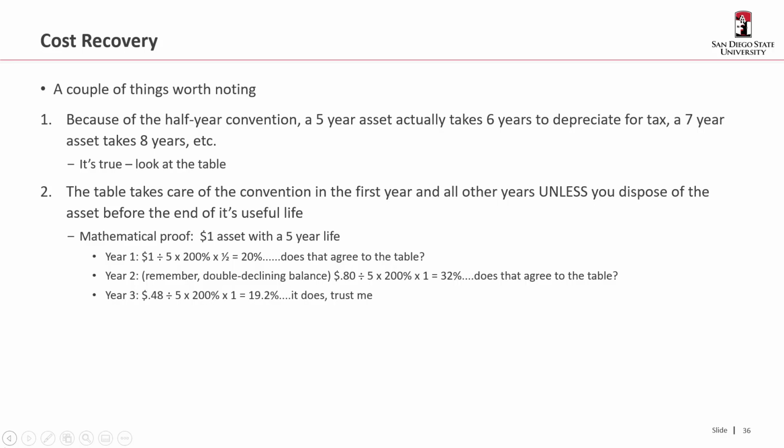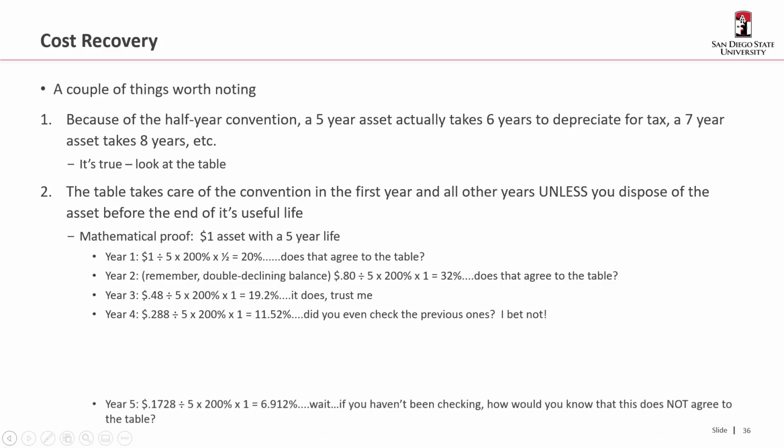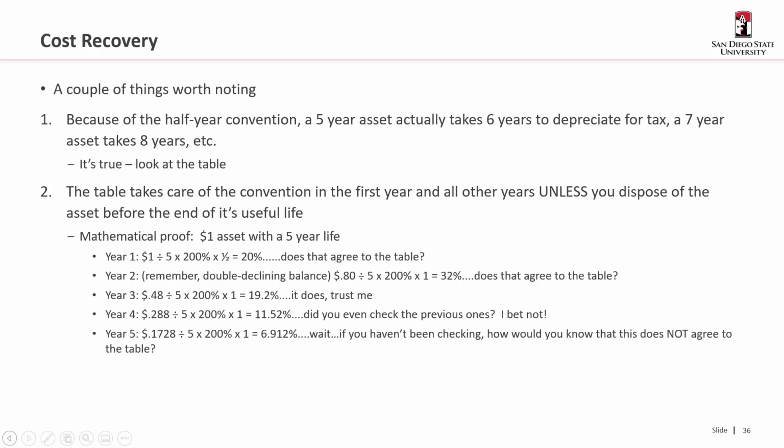Year 3, remember I've got declining balance, so I get rid of the 20 cents and the 32 cents. Now I'm down to 48 cents divided by 5 times 2 times 1, 19.2%. And yeah, it agrees to the table. Year 4, I'm down to 0.288 divided by 5 times 200% times 1, 11.52%. Did you even check the table to make sure that it agrees? I bet you didn't. And then year 5, down to 17.28 cents, divided by 5 times 2 times 1 is 6.912%.